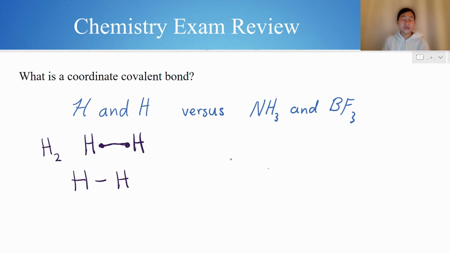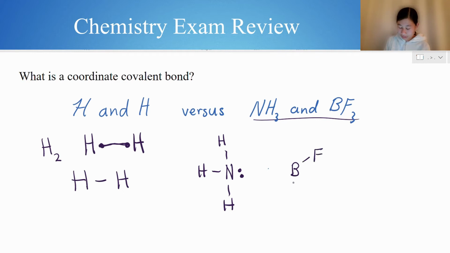Let's compare this to a coordinate covalent bond. Now it's still covalent, so it's still between nonmetals. But let's use this example. So this example on the right says ammonia and boron trifluoride. So ammonia has the structure of the nitrogen atom in the center, along with the 3 hydrogens, and a lone pair of electrons. You can try to find this structure on your own and see if you get the same answer. Now next, for boron trifluoride, that looks like boron in the center, and the 3 fluorines around it. And boron has no lone pairs around it.